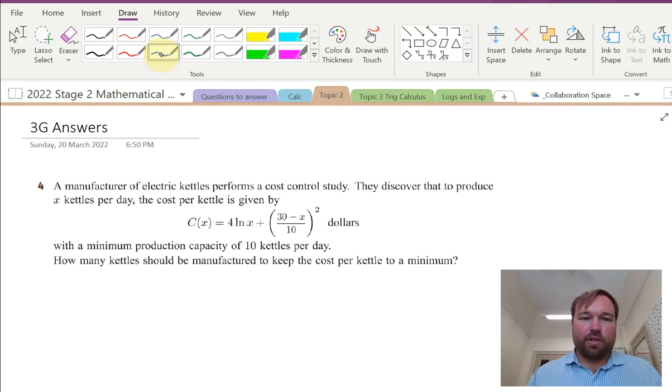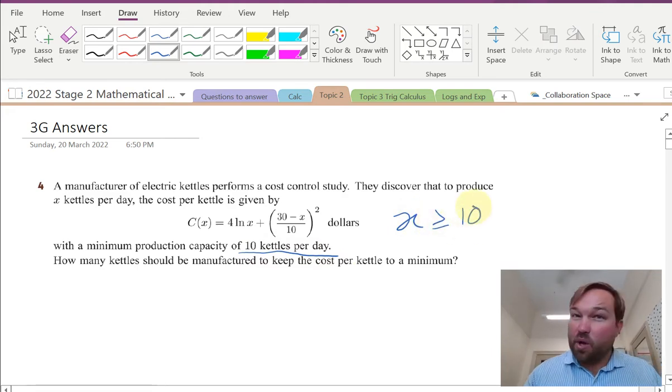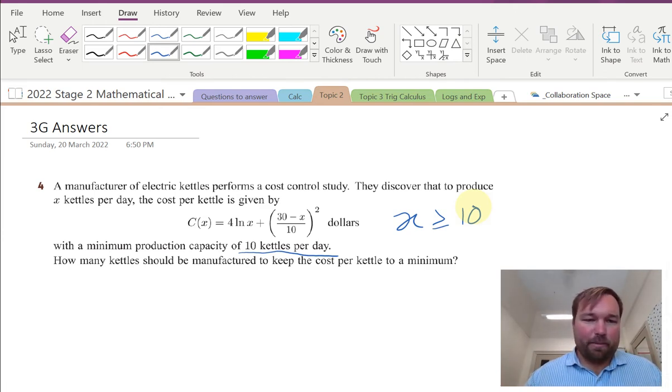Jumping in here at question 4, because it's the first sort of more challenging one. Let's have a read through. A manufacturer of electric kettles performs a cost control study. They discover that to produce x kettles per day, the cost per kettle is given by something with a minimum production capacity of 10 kettles per day. So realistically, that's telling us the domain is greater than or equal to 10. So we're only really considering answers above 10. How many kettles should be manufactured to keep the cost per kettle to a minimum?